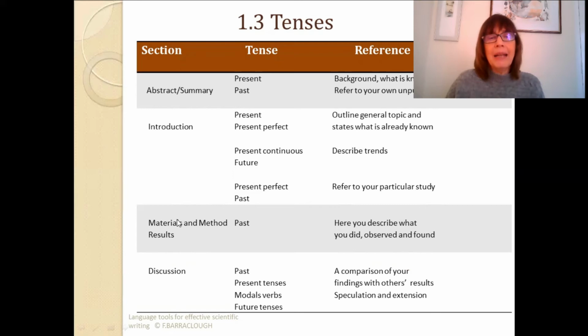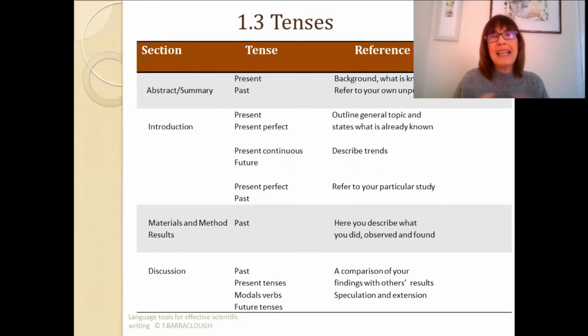The material and methods. We will use the past, obviously, because we are describing what we did, what we observed, and what we found. And as we said before, the discussion will be more complex because we are going to be using all the tenses: the past, the present, modal verbs, future tenses, conditionals. Because we're comparing our findings with others' results, we are maybe speculating as to the significance or the meaning and extension of this to future studies, or the implications of our findings.